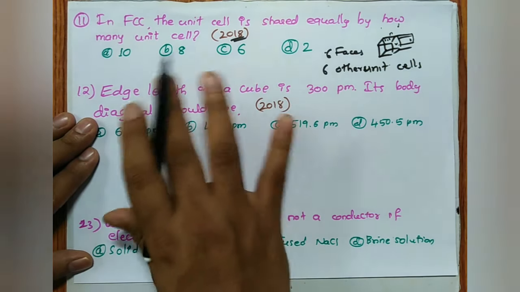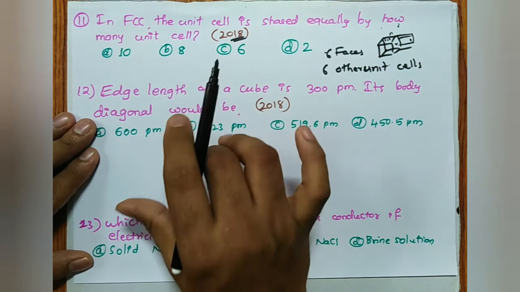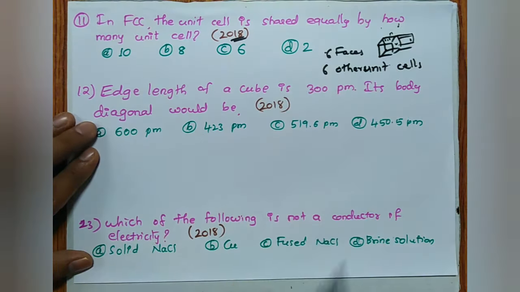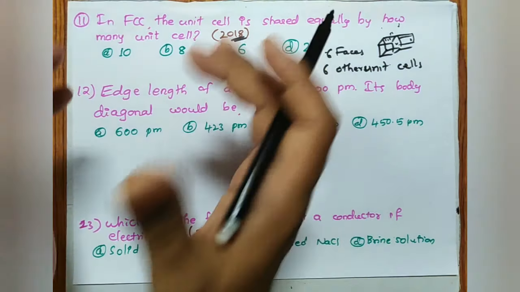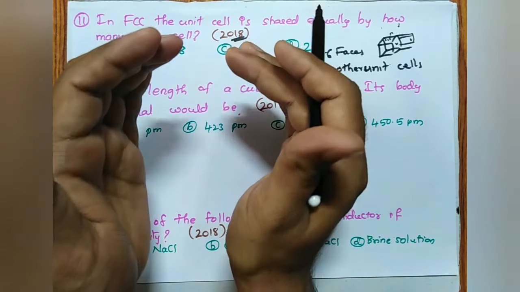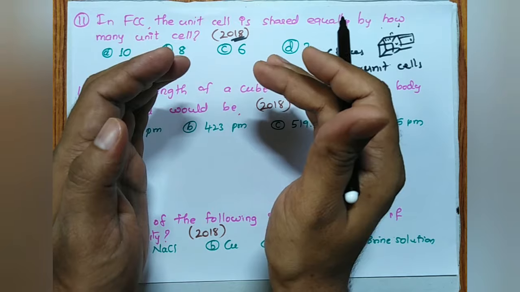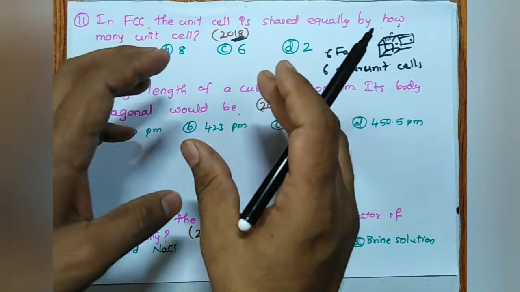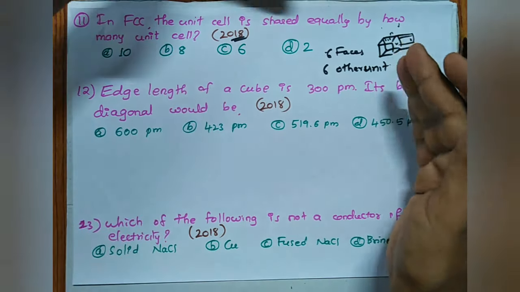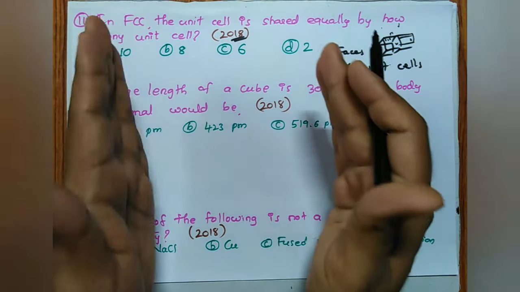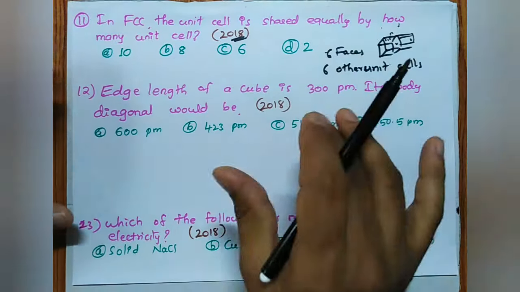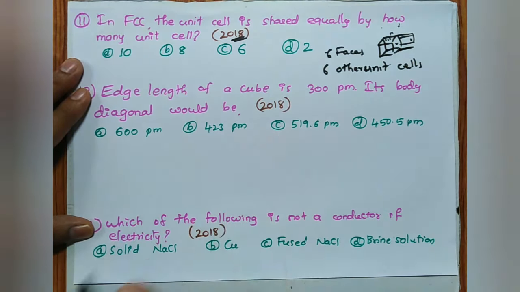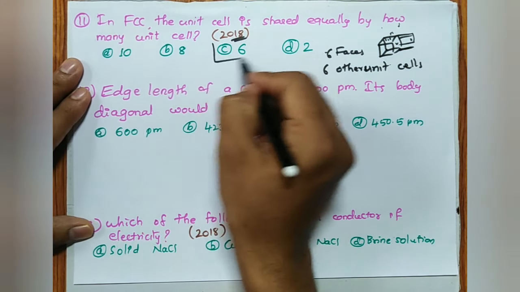Remember, here they are not asking about the face or the center or the corner. So here you have to think in such a way that if you have one box, just imagine, how many boxes along with this you can keep? Adjacent to that one box, here one box, here one box, here one box, then above one box, below one box. Hence total 6 boxes can be kept, right? So the answer for this question is 6.